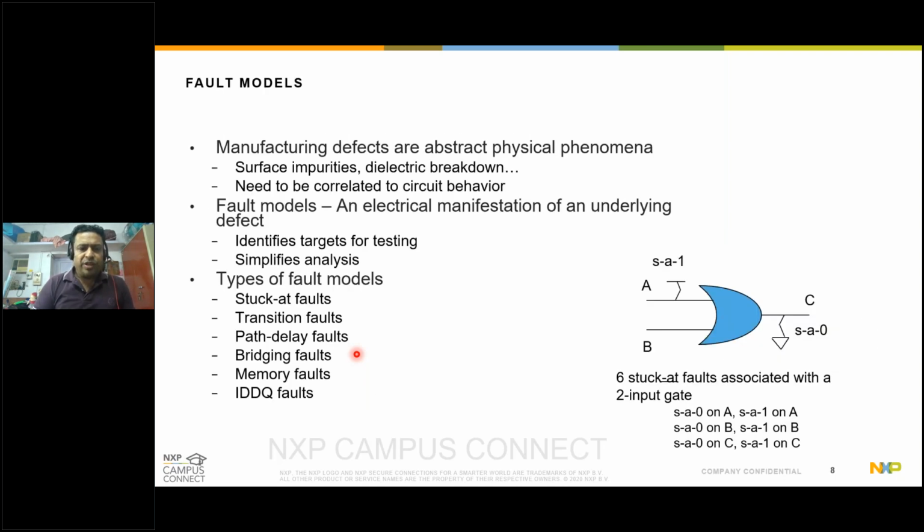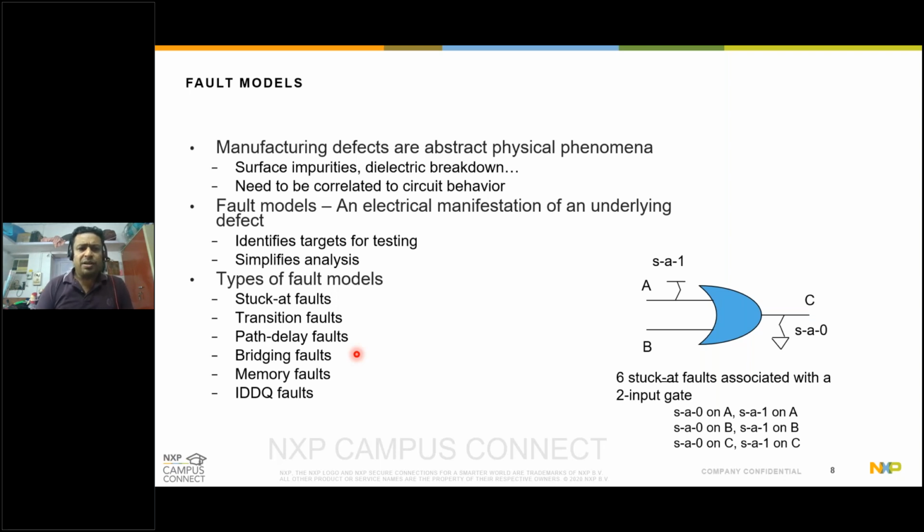Okay, so we have understood how to screen out the defects. Now let's see what fault models are. Till now we have seen manufacturing defects and how these are introduced, like opens and shorts. And these defects are generally caused by some abstract physical phenomena, like surface impurities and dielectric breakdown. But how will you correlate these abstract physical phenomena to your underlying circuit? How do you correlate that behavior? How will you map it to your circuit so that you can do the proper analysis and generate the pattern? This is done through fault modeling.